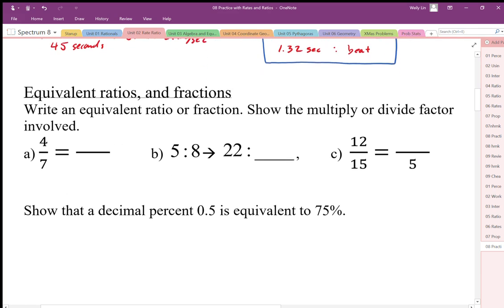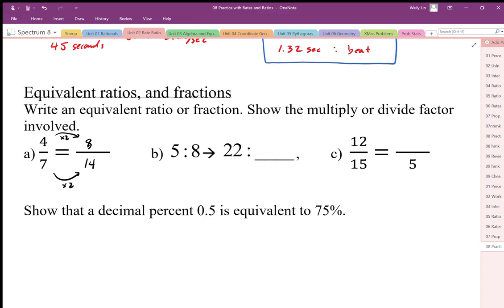Equivalent ratios. Well, we can find an equivalent ratio by using a common multiplier. So I'm just going to do times 2, times 2. That gives us an equivalent rate. And then we can do equivalent ratio the same way.